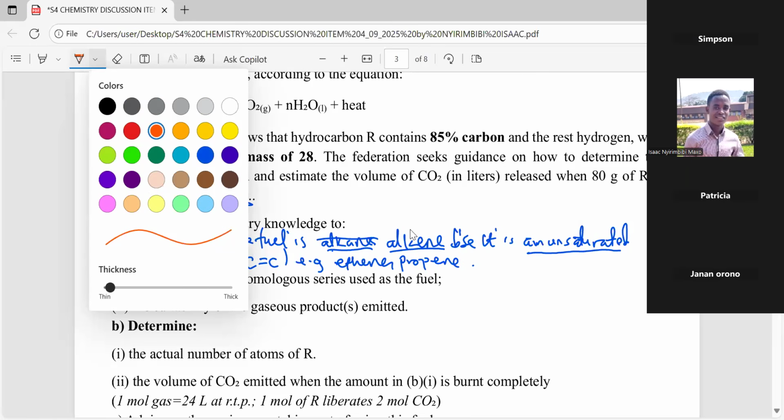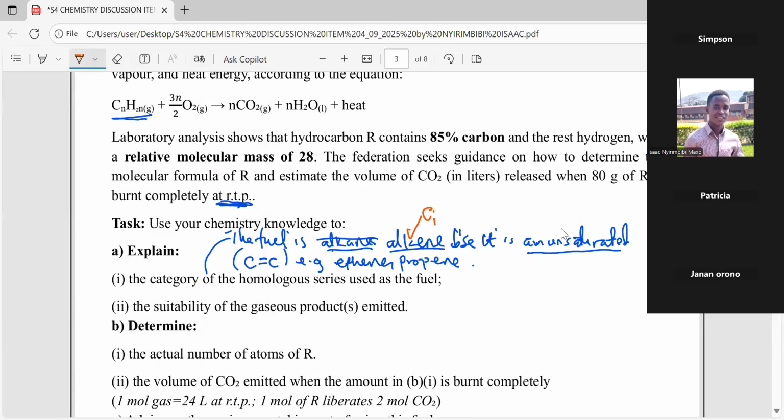So there we have gotten a mark for the category which has been identified. The reason it is unsaturated, that is the reason for the category. And then you have also given the example. So at least you are able to get all your scores. As I said, this one will get all your 4 scores. You normally give 2 scores for the category and 2 scores for the reason. So Patricia has managed to take all the scores. Thank you. Now let's go to part 2.